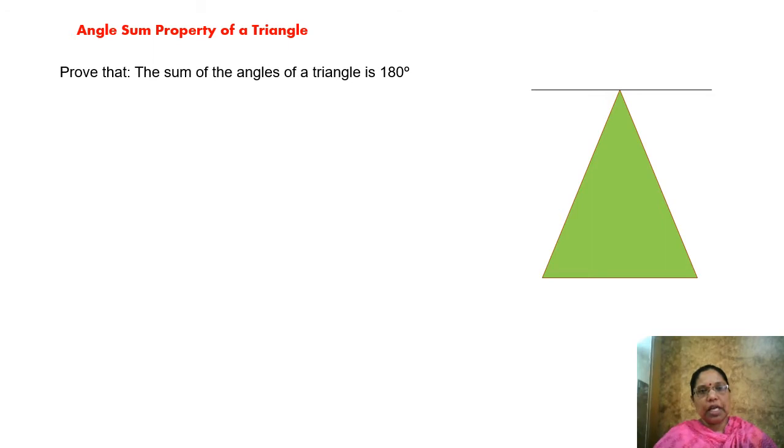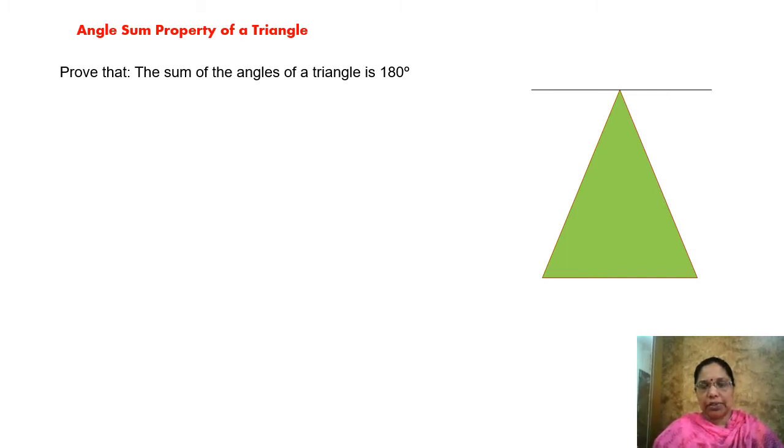The first question is, prove that sum of the angles of a triangle is 180 degree. Now you know this, isn't it? Sum of the angles of a triangle is 180. You have already learned in 7th standard, and you have been doing it. Today we are going to prove that using whatever you have learned till date.